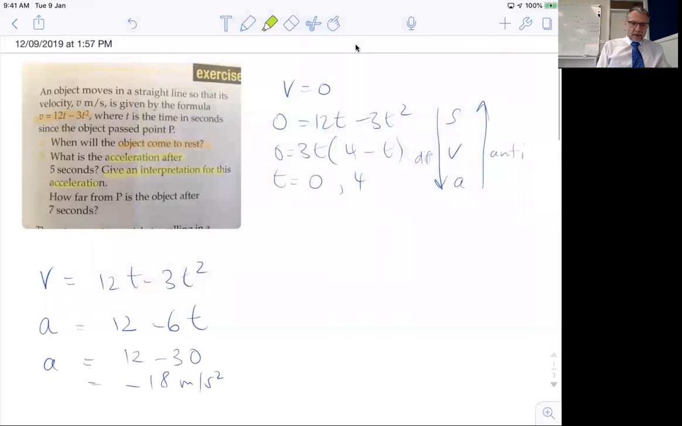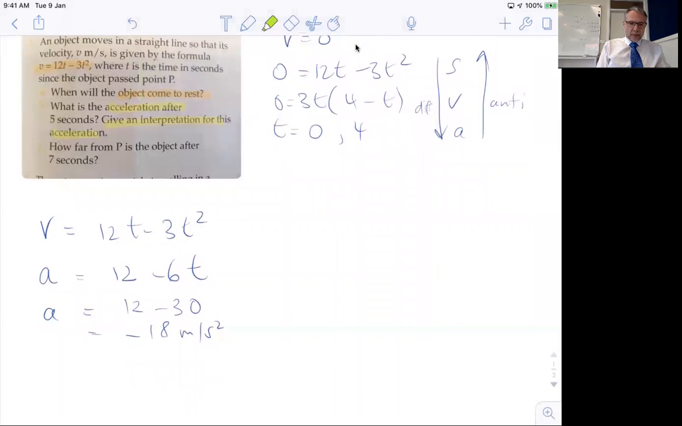All right, next part of the question asks how far from P is the object after 7 seconds? So I'll answer that over on the right here. A how-far question is to do with distance. Now I'm given the velocity, and you can see that if I'm going from velocity to distance here, I need to anti-differentiate. We go back up.